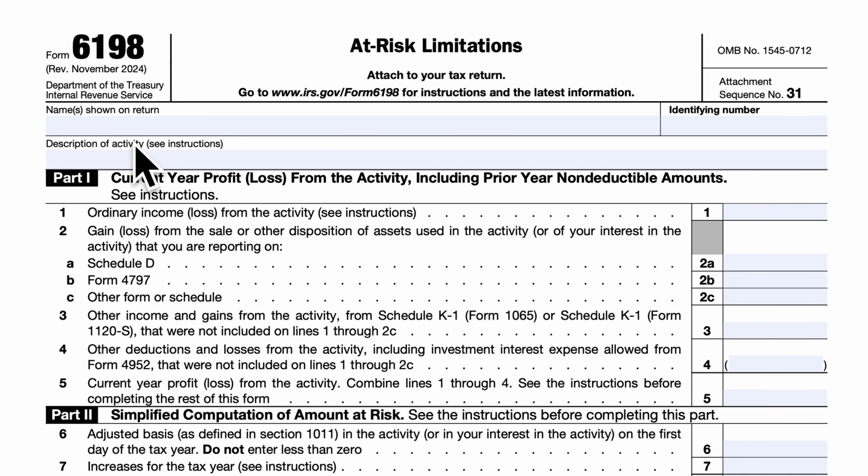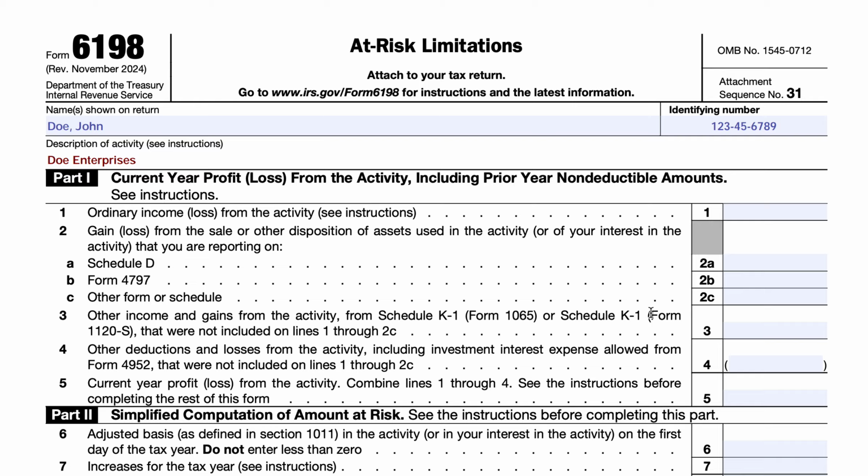So let's go ahead and just start with the information at the top of the form. We're going to put the description of the activity. We're just going to put that it's Doe Enterprises. It's his company. We'll say that it's his S corporation, so we'd be putting some information about income reported on his Schedule K1.